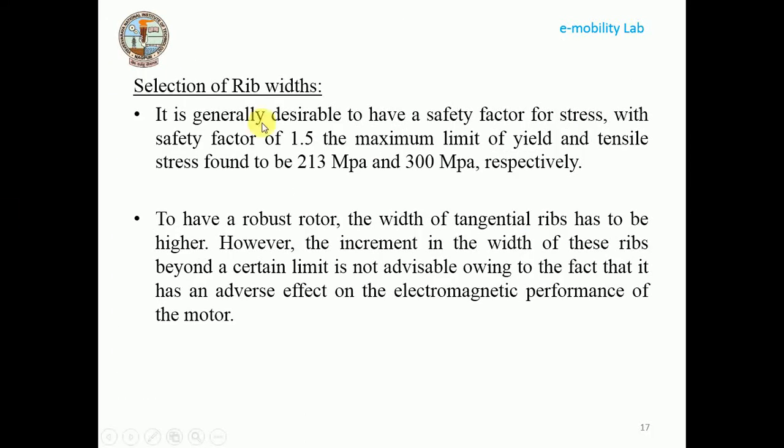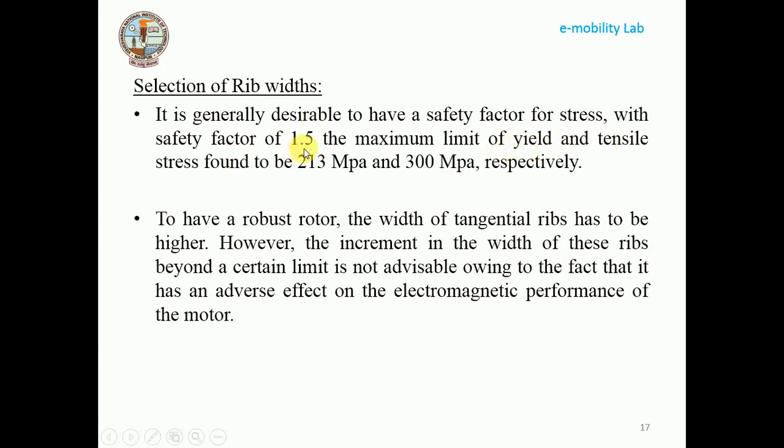So it is generally desirable to have a safety factor, I told you in the previous slide. Now, while considering the safety factor of 1.5, perhaps it is not a standard safety factor. You can have a safety factor of 2. It can go up to 2.5. This depends upon the material property as well as the rotational speed of the machine. Our speed is limited to 6000 RPM, so we have taken a safety factor of 1.5.